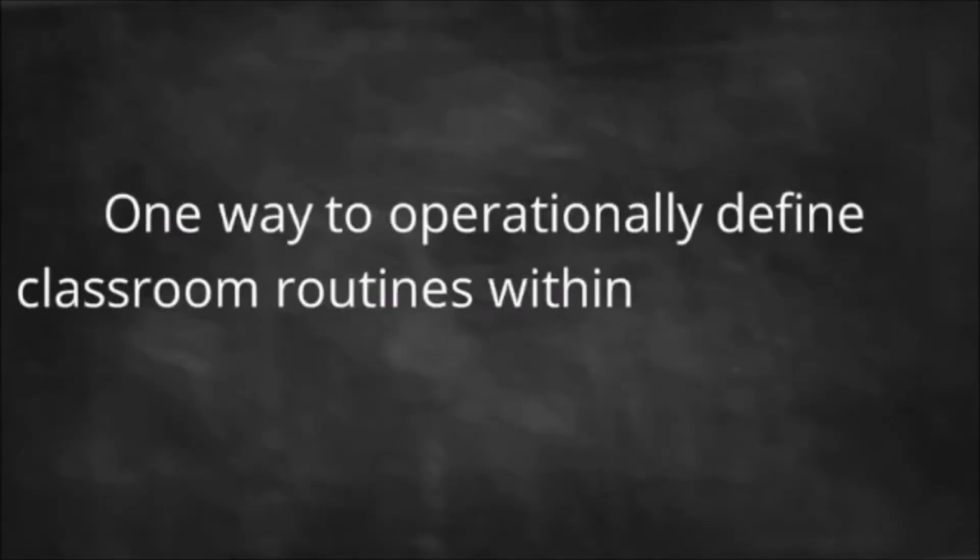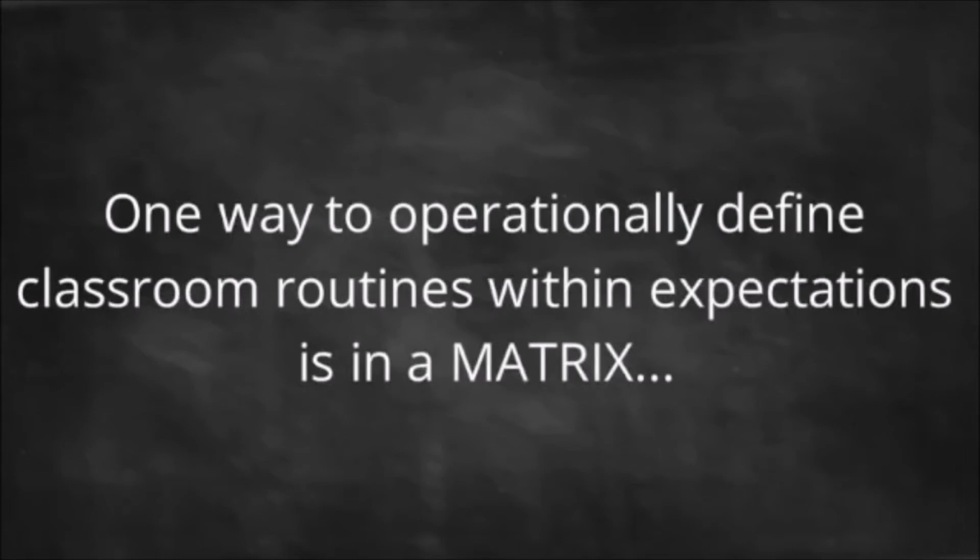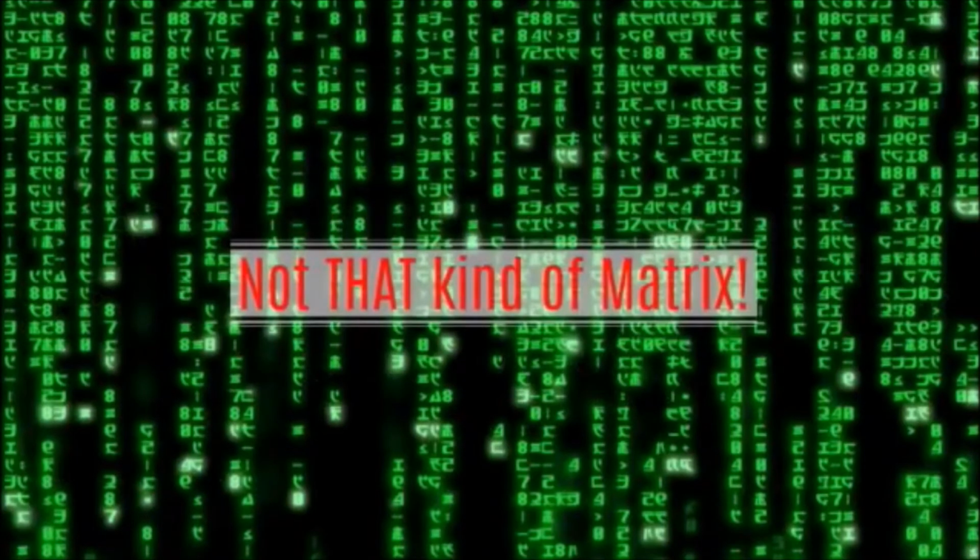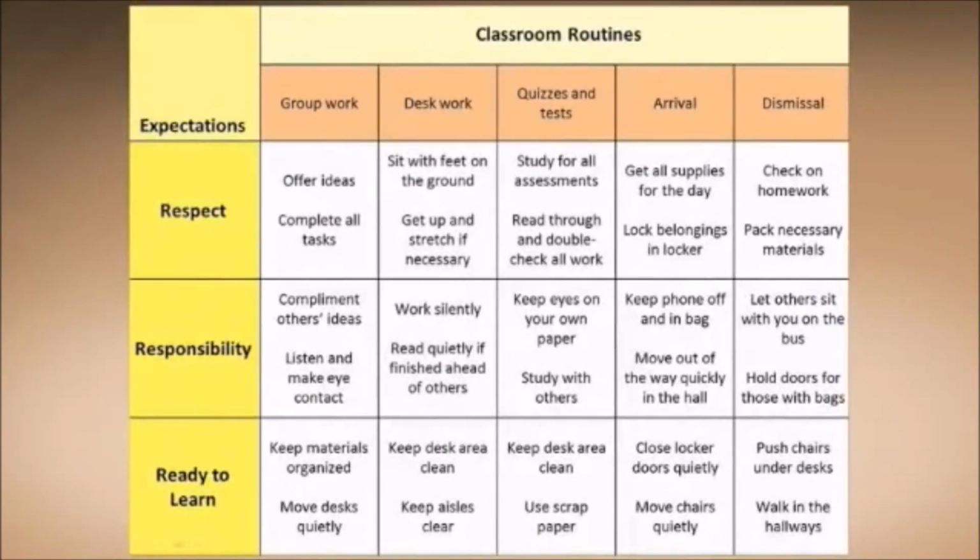One way to operationally define our classroom routines within our expectations is in a matrix. Let me show you an example. This is a classroom matrix. You can see that on the left-hand column we have our expectations. Across the top row we have examples of classroom routines: group work, desk work, quizzes and tests, arrival, and dismissal. Within each box, we have specific behaviors that define that expectation within the context of that classroom routine.